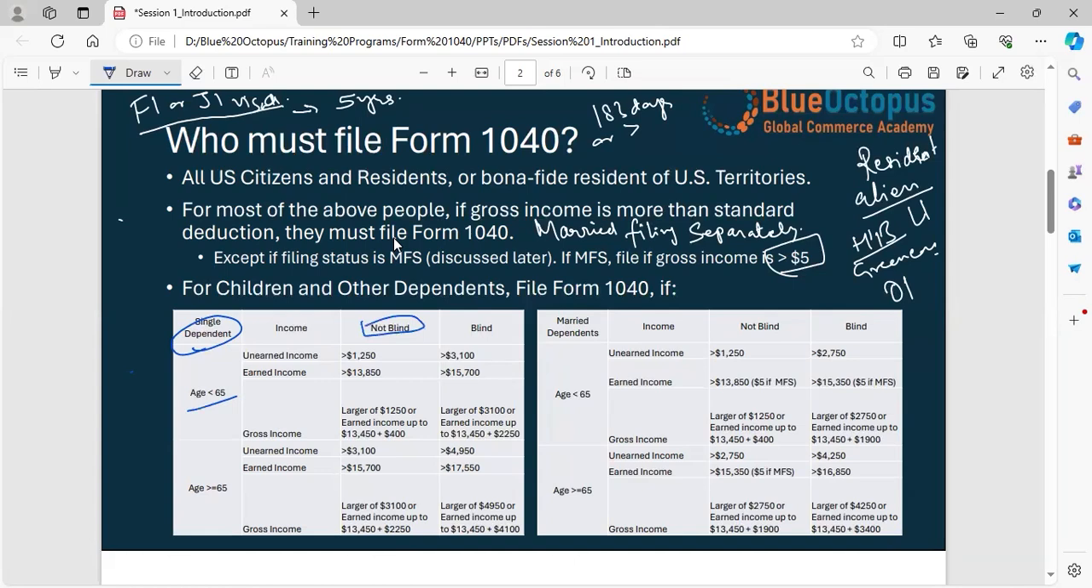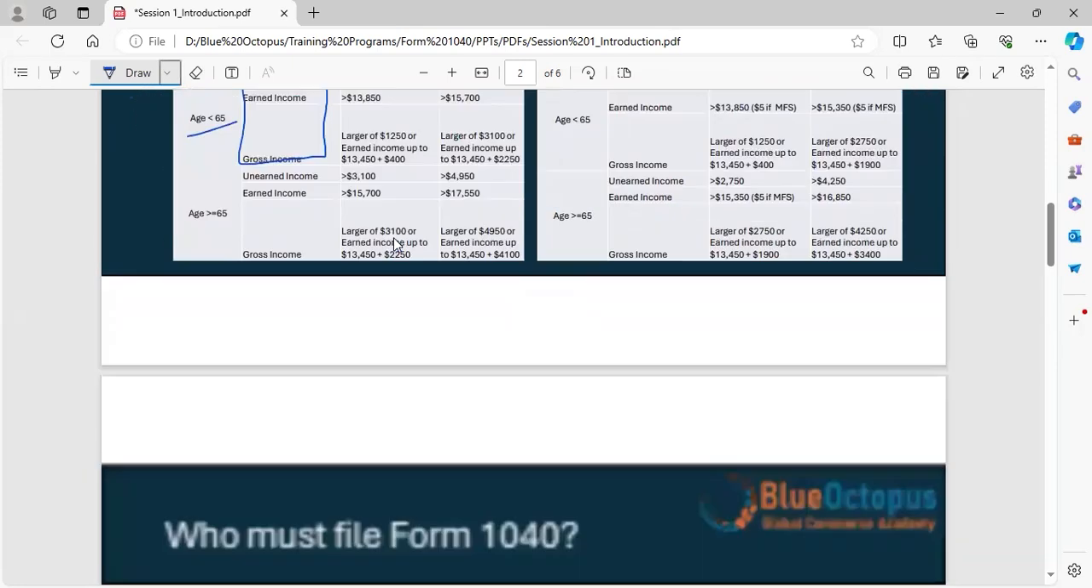In such a case, if any of these three criteria is met by that particular dependent, then that dependent has to file Form 1040. One of the things is unearned income: if unearned income is more than 1250. Now, what is the difference between unearned income and earned income? Let me take it to the workings.